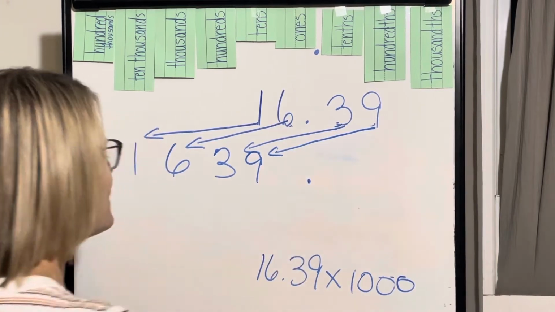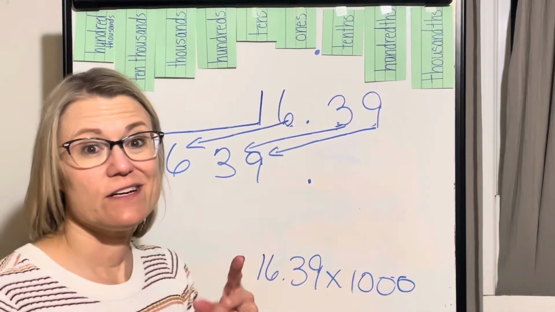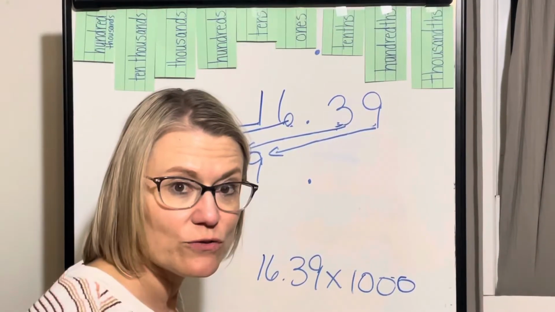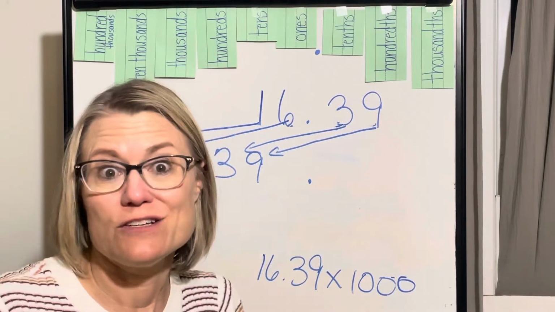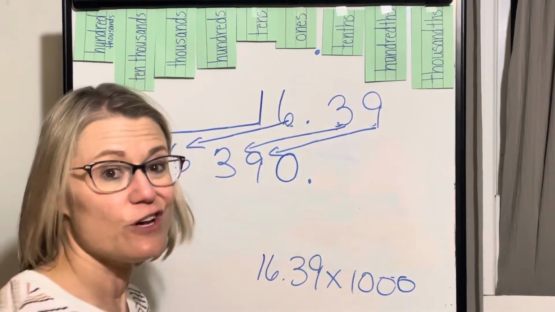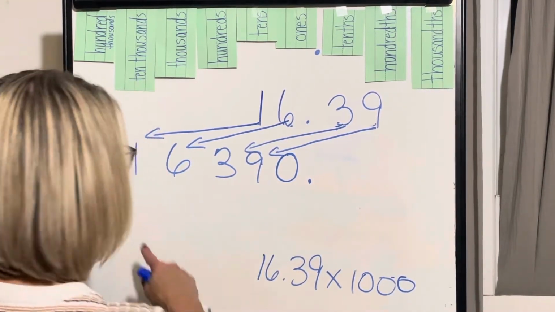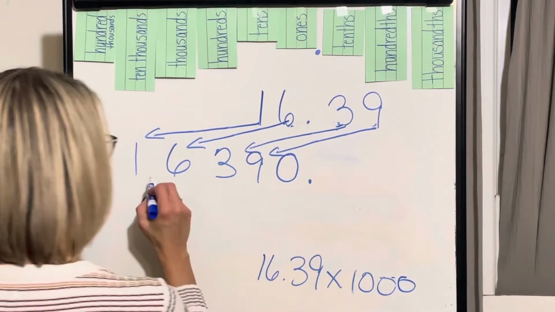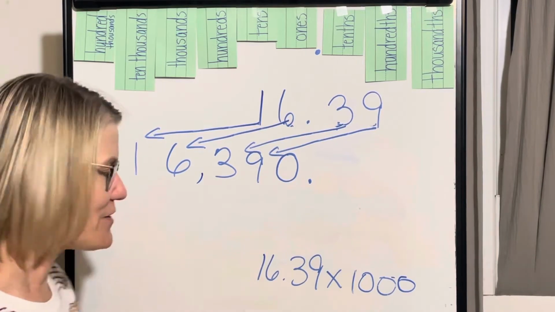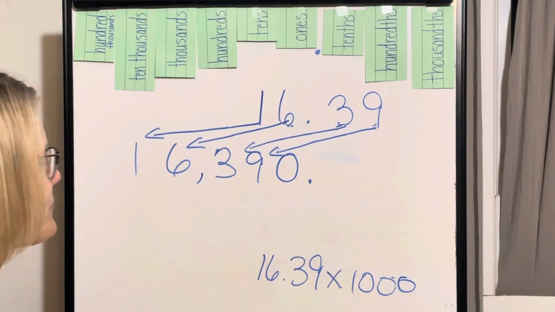Now, what do we know about an empty space? We have to have something that holds its place, right? Kind of like when you hold the place in line for your friend who forgot her lunch money. We have to have something to hold its place. There's no digit in the ones, so the 0 acts as a placeholder. So here's our new number: 16,390. All right, so we've multiplied all of these times 10.